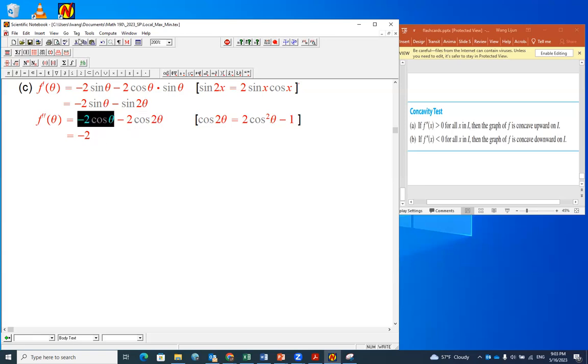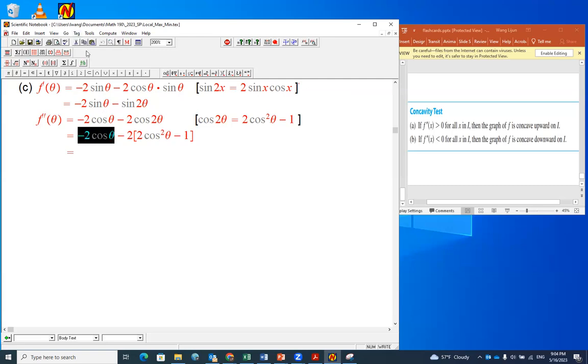We're not in a rush. We're not changing this part, we keep the subtraction. 2 times cosine 2 theta, replaced by its equal. We replace that, and you can use parentheses if you want. Now we actually get a quadratic function.